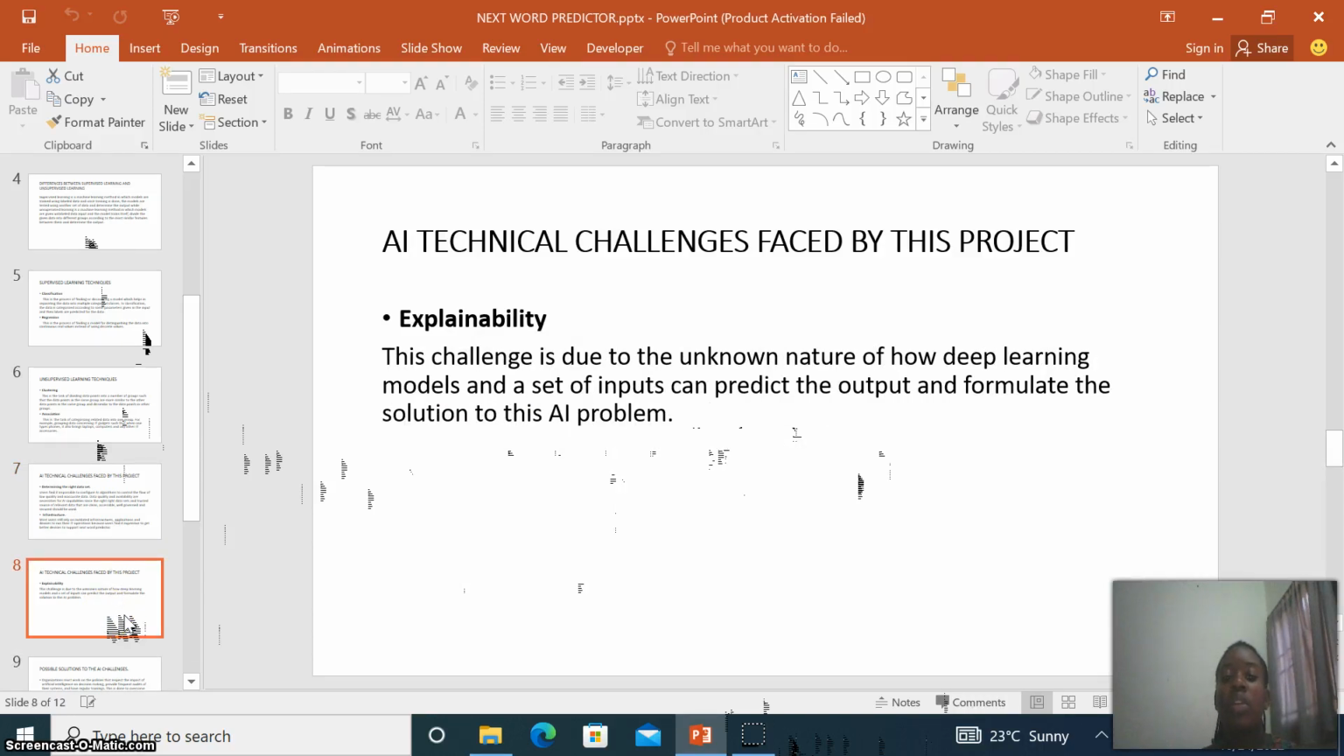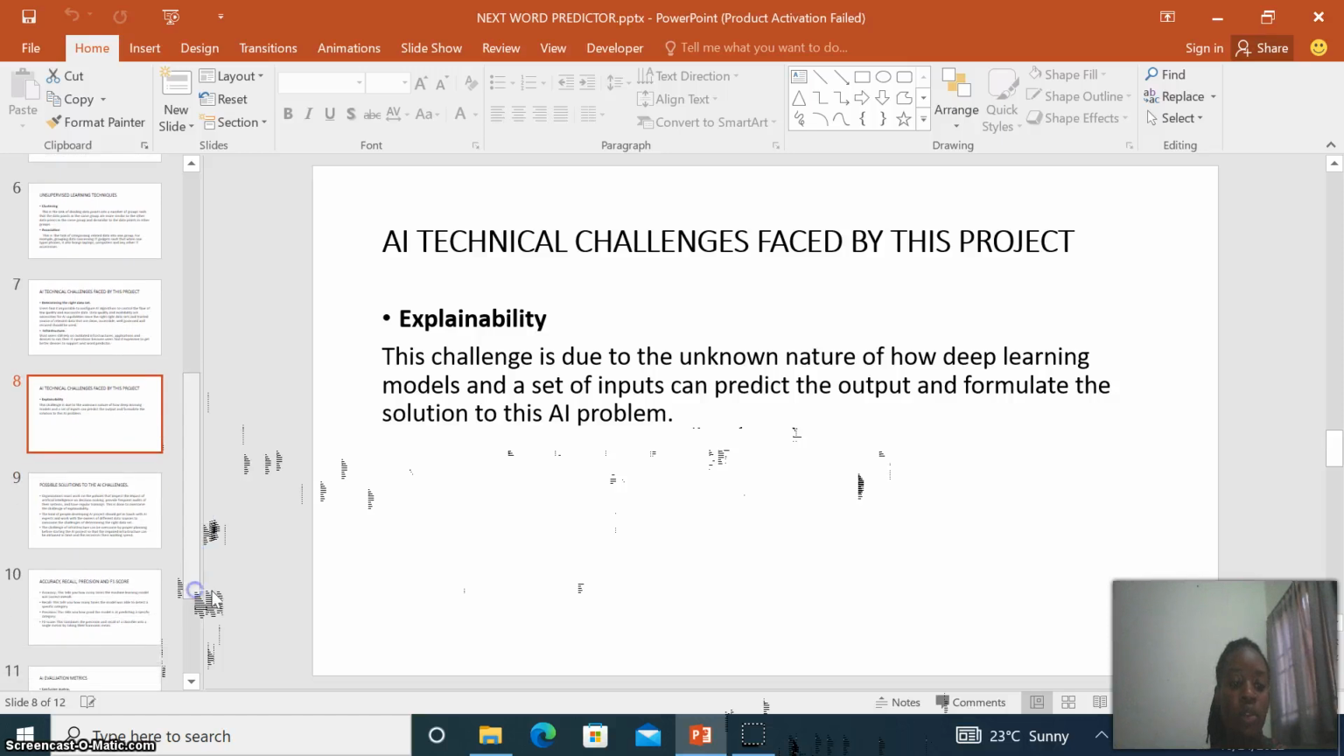And for explainability, this challenge is due to the unknown nature of how deep learning models and a set of inputs can predict the output and formulate the solutions to this artificial intelligence problem. So most users find it very hard to explain what exactly is to be built for the project.